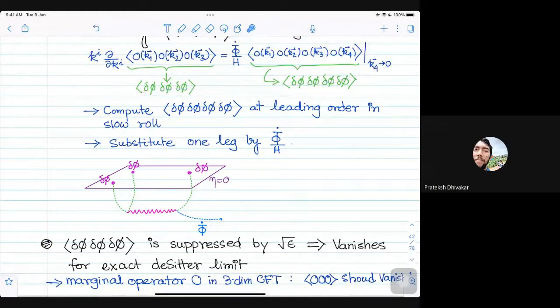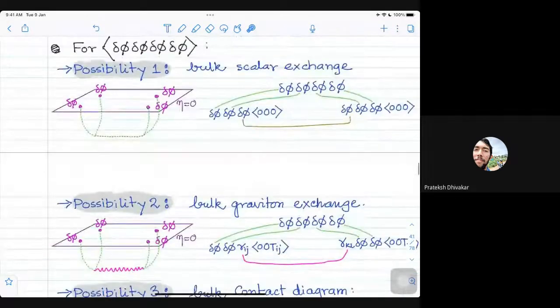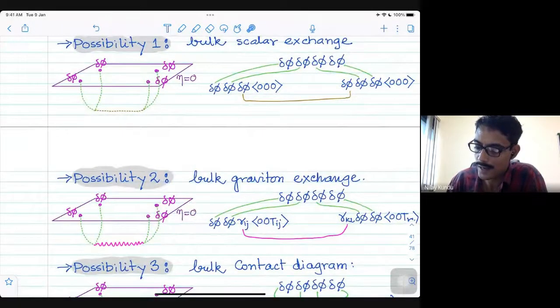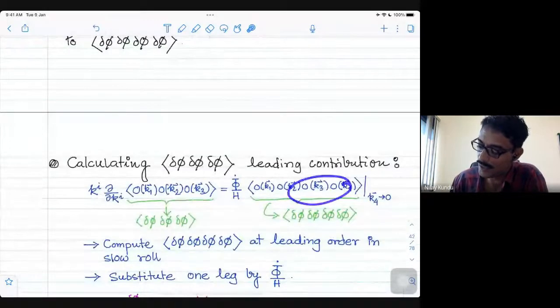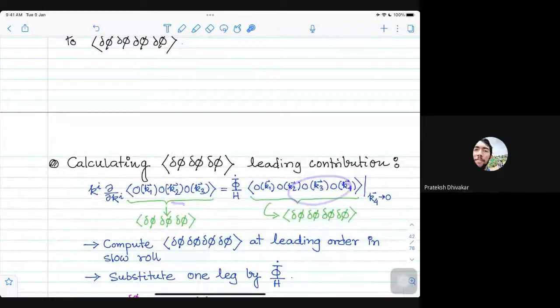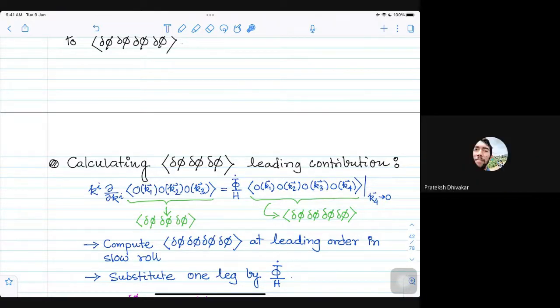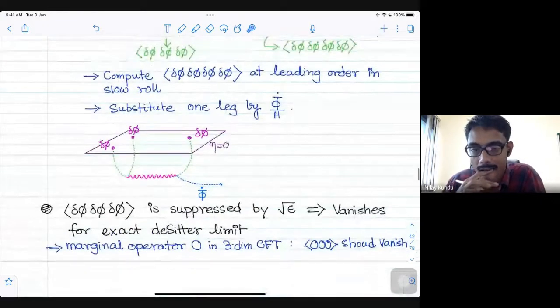For the 4-point function, you said one of the three possibilities is leading, but leading in the slow roll approximation? Yeah, I'm only talking about slow roll. Okay. This diagram will also be here and make some contribution, but that will be even more suppressed. So there is no hope of seeing it in the near future. Okay, any other questions?